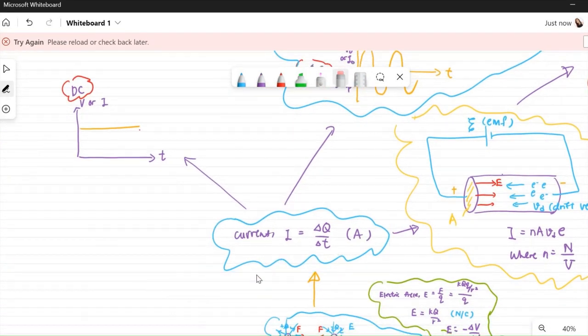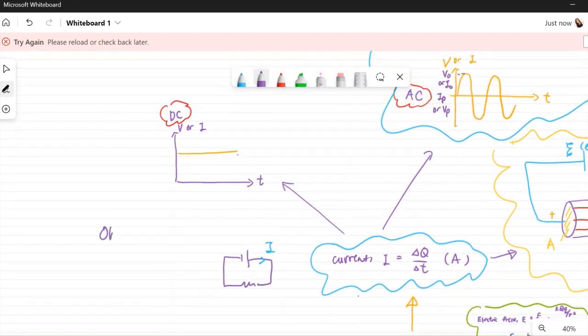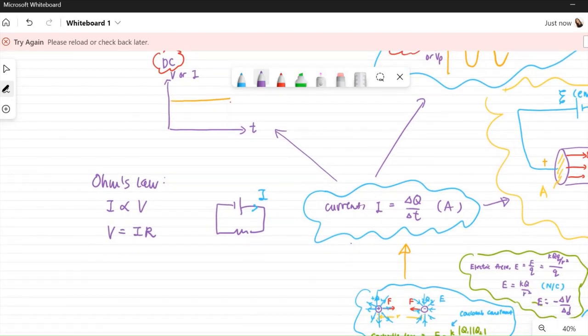Now let's refer to an electric circuit. For example, if I have a simple electric circuit which consists of one battery and one resistor, we can find out the current flowing in the circuit by using a law called Ohm's law. Ohm's law says that the current is proportional to the voltage, where the proportional constant is called resistance. All right, Ohm's law can be applied for either DC or AC. So this is Ohm's law.